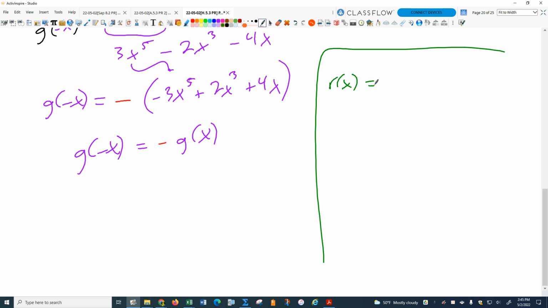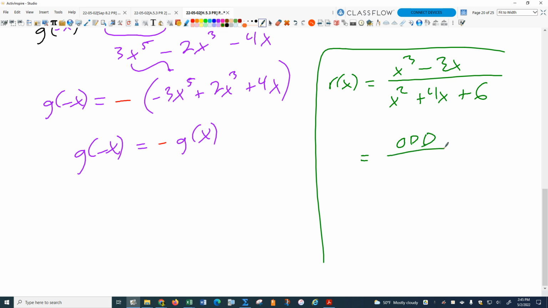What if I had the function r of x equals x cubed minus 3x over x squared plus 4x plus 6? Okay, what's the symmetry of the top? Odd. Okay. What's the symmetry of the bottom? Whoops, hang on. Let's get rid of that term. What's the symmetry of the bottom? Even, right?